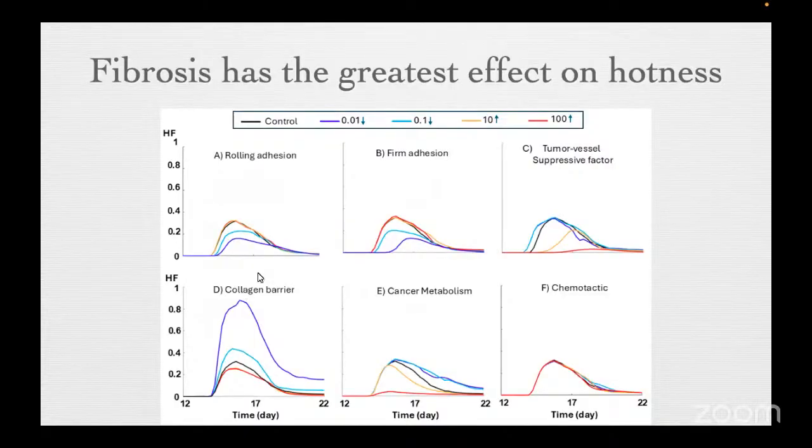So just to quickly go through one data slide from this, increasing the rolling adhesion and firm adhesion or decreasing suppressive factors that are produced by the tumor can all enhance this hotness factor. But the thing that's most sensitive here is the collagen barriers. It's not enough to get the T cells into the tumor out of the blood vessel. The key step is to get the T cells to migrate as quickly as possible through the matrix. So this predicts that things like collagenase or hyaluronidase would do a good job at increasing this hotness and helping therapy.